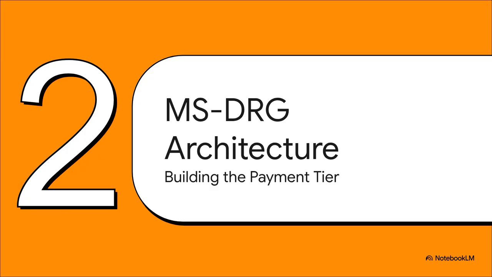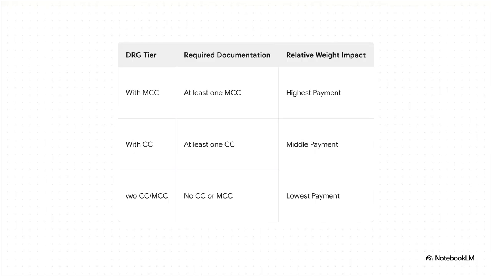Section 2. MSDRG Architecture Explained. The MSDRG system first splits cases into 25 major diagnostic categories. Think systems like circulatory or respiratory. Then, it partitions them based on whether a major operating room procedure was actually performed, giving us a surgical or medical partition. But this tiering system illustrates what really drives the final payment: your secondary diagnoses.